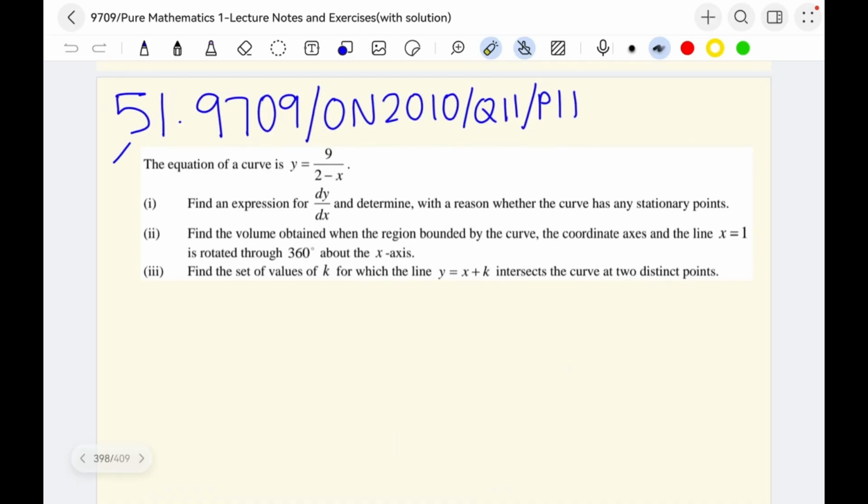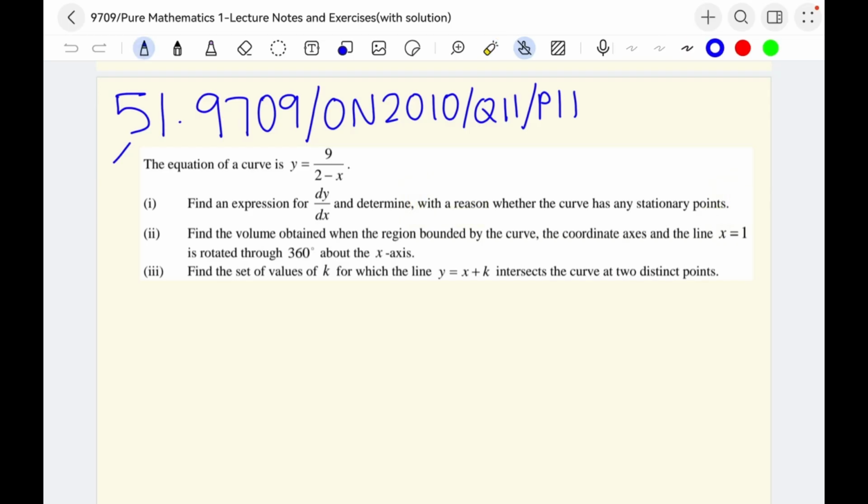Alright, okay. The equation of the curve is y equals 9 over 2 minus x. Find an expression for dy/dx and determine with reason whether the curve has any stationary points. Okay. Before we begin this question, dy/dx represents what? You differentiate this function with respect to x. And why does the question ask you like this? Reason whether the curve has any stationary point.